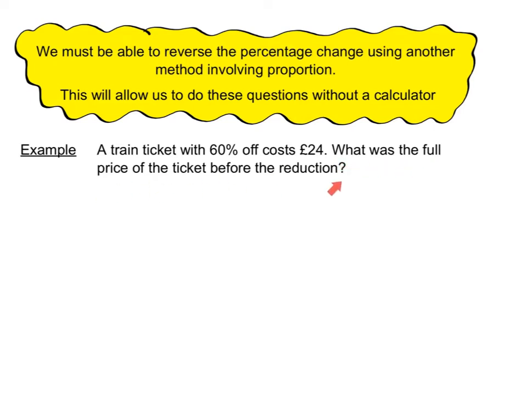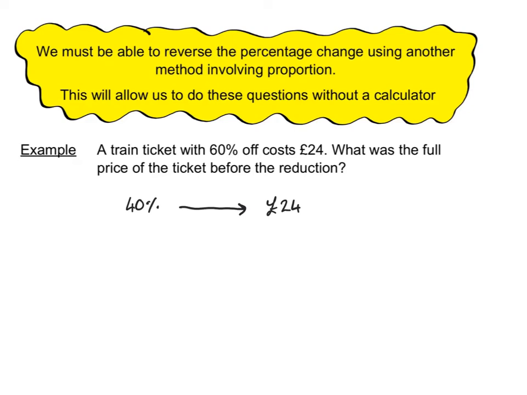Now, we know that if we take 60% off of something, that's 100% take away 60%, we're left with 40%. So this £24 here represents 40% of the full price ticket. So I can write that out like this. 40%, and we're using proportions, we'll just use an arrow here, is £24. What I've got to do with proportion is I've got to try and, by dividing both sides of this and multiplying both sides of this, get that back to what 100% was.